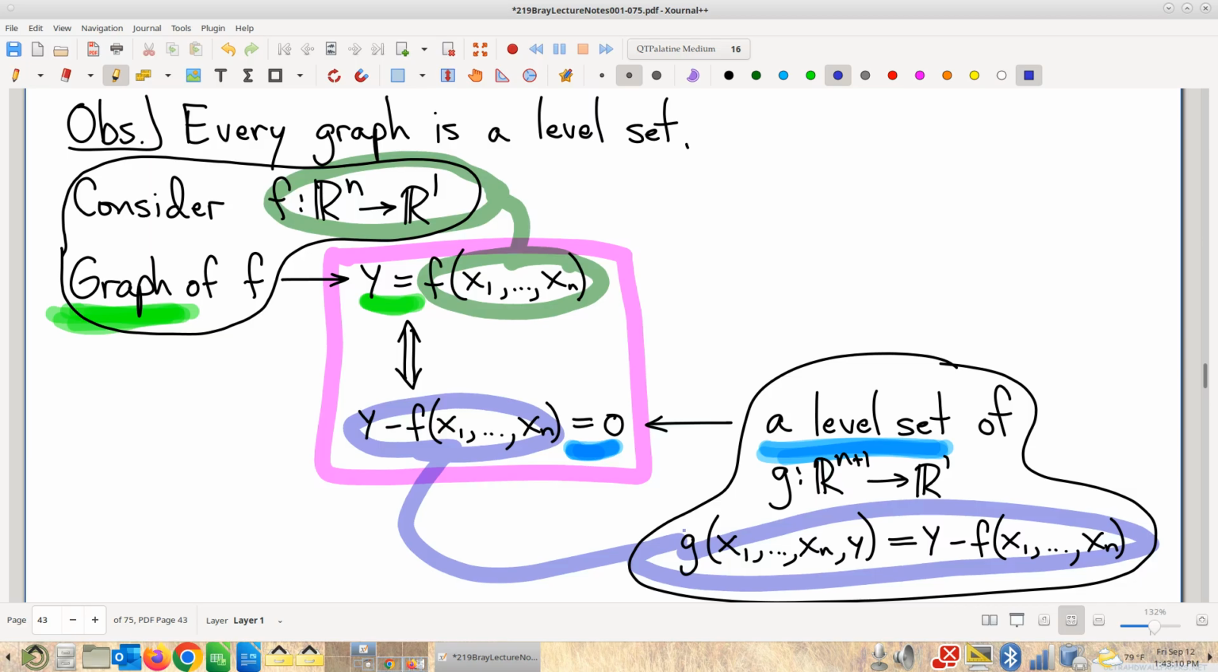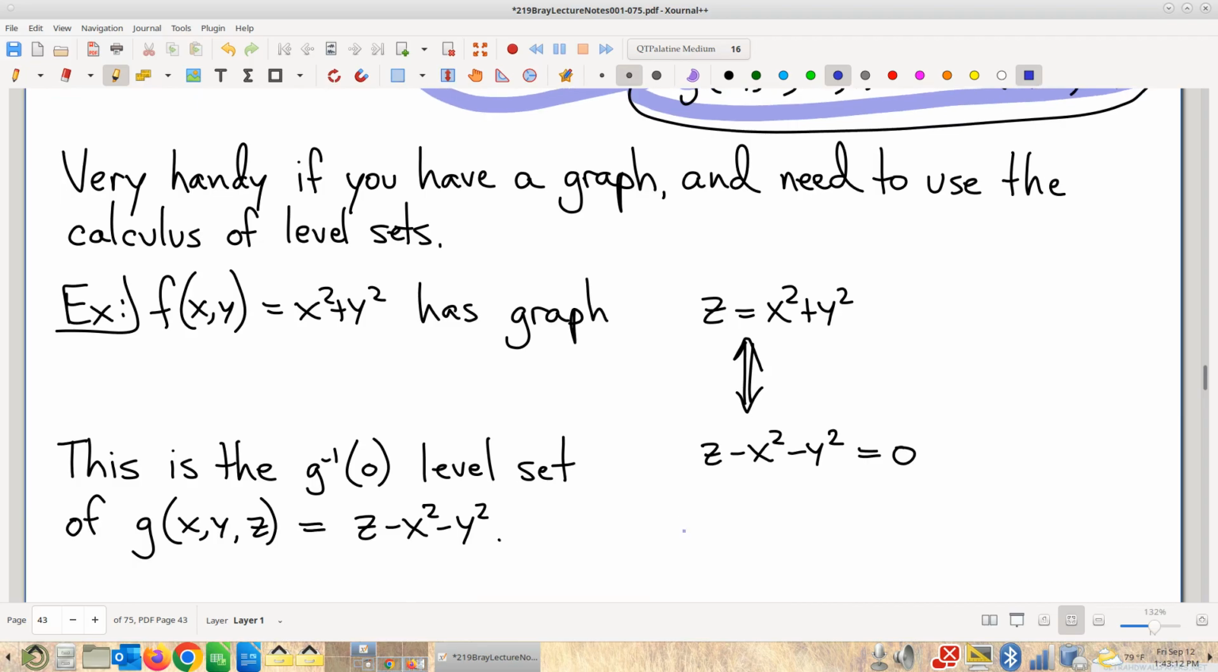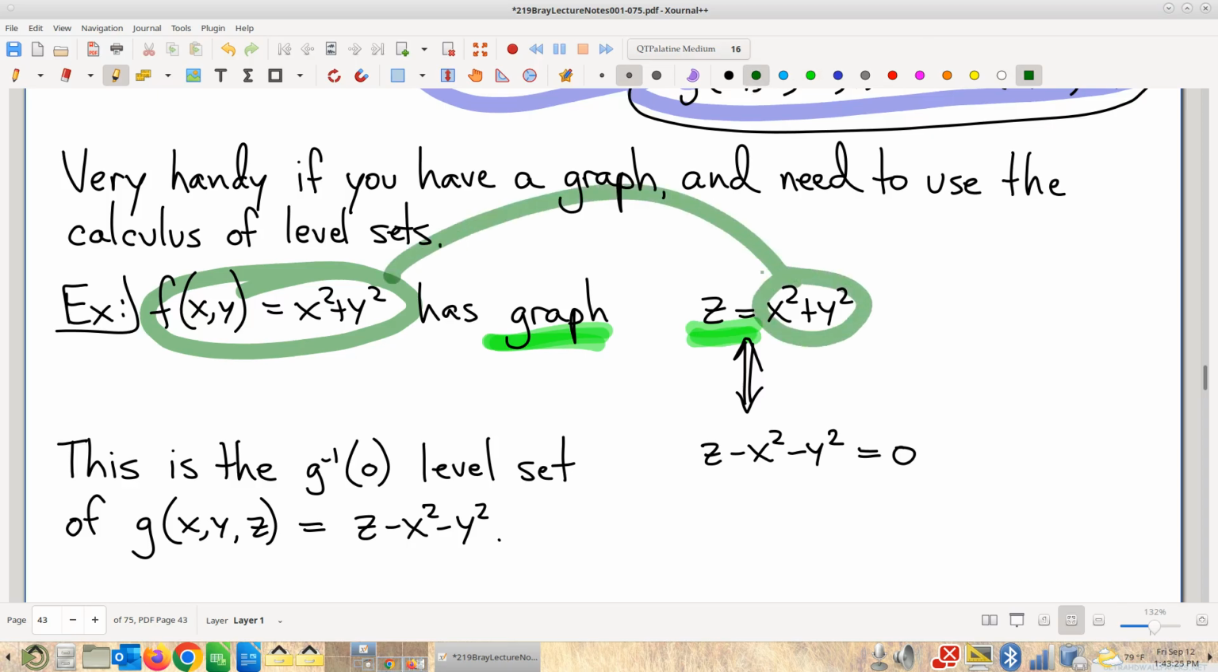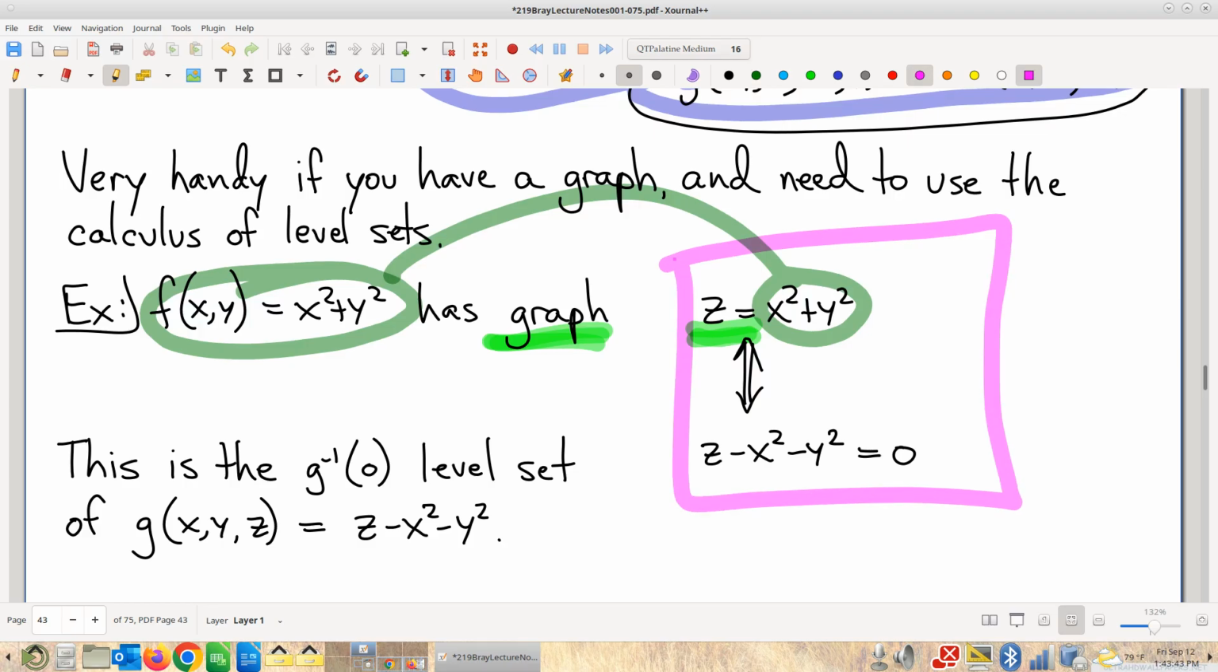Okay, so let's see an example of this, and here we go. So here is a function, and we're going to look at the graph of that function. Here it is. Here's the graph of that function. And okay, if I wanted to play calculus of level set games, what's the function whose level set relates to the graph that I'm actually interested in? Well, we do exactly the algebra above. So easy. Trivial. Barely worth mentioning.